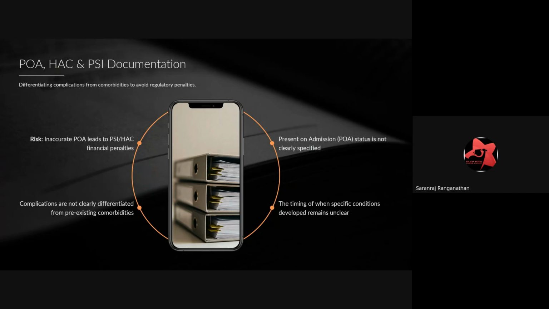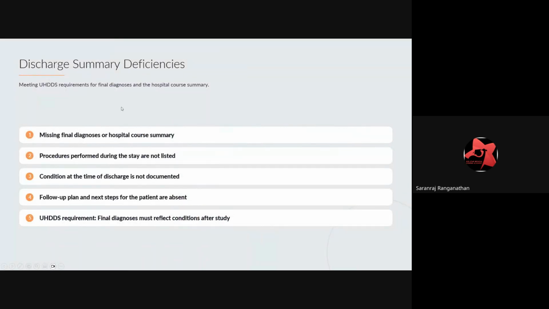Then the final thing is the discharge summary. The discharge summary should meet the UHDDS requirements for the final diagnosis and hospital course summary. It is a gap if the final diagnosis and hospital course summary are missing, procedures performed during the stay are not listed, or conditions at the time of discharge are not documented. Follow-up plan and next steps for the patient are absent, and the UHDDS requirements like the final diagnosis must reflect the condition after the stay. These are all very, very mandatory documentation for the discharge summary. Without this, we will not be able to come to a conclusion.